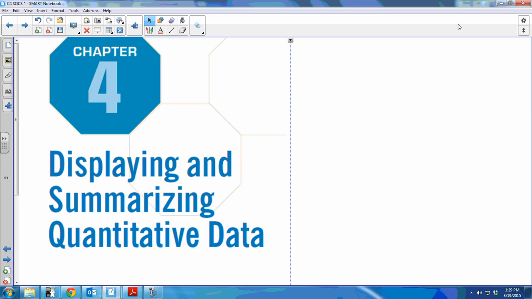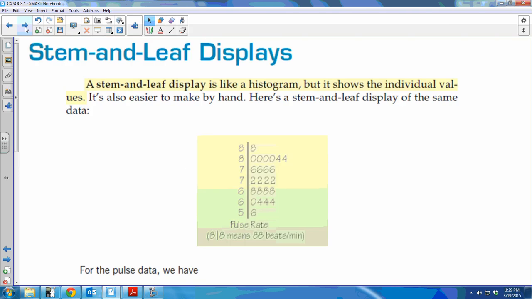So I had you read the middle of chapter 4 yesterday, okay? The first part is about histograms, which you'll be able to read and understand if you're looking at one, but we'll talk about constructing them later. I had you read about stem and leaf plots and dot plots and then different shapes of data, right? So we're going to go over that to make sure everyone got out of it what they needed to.